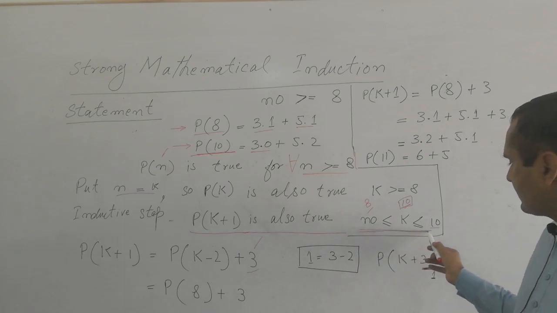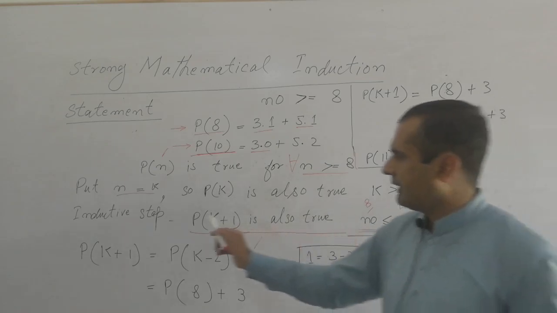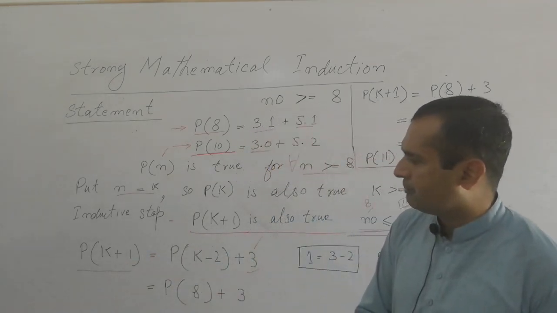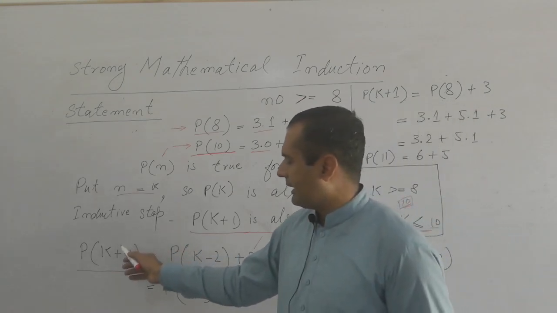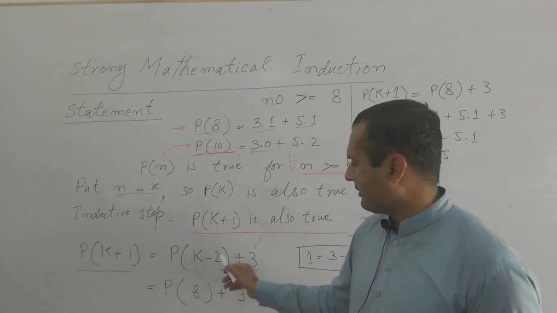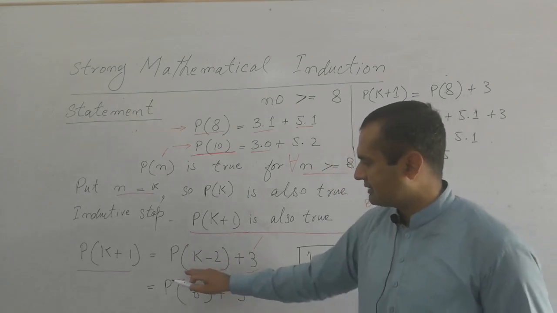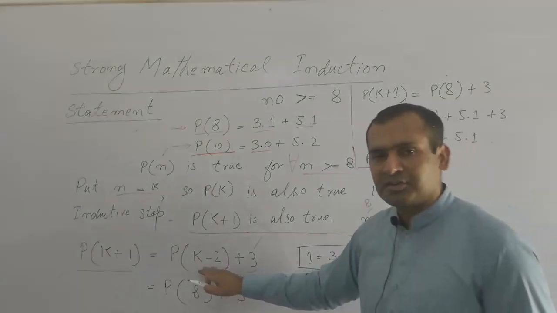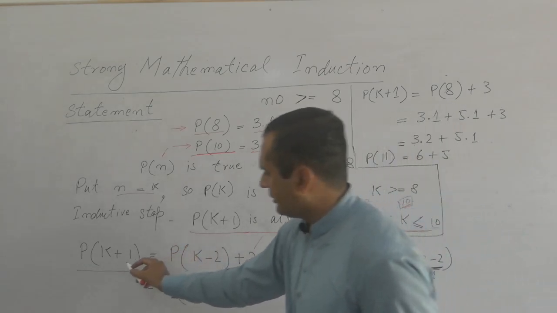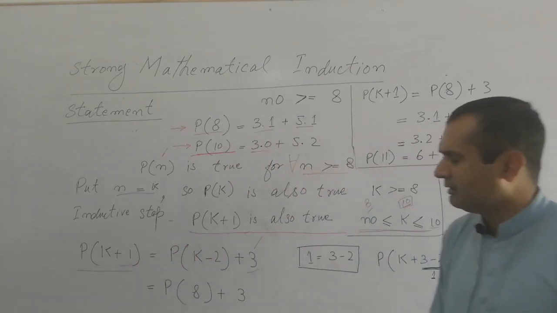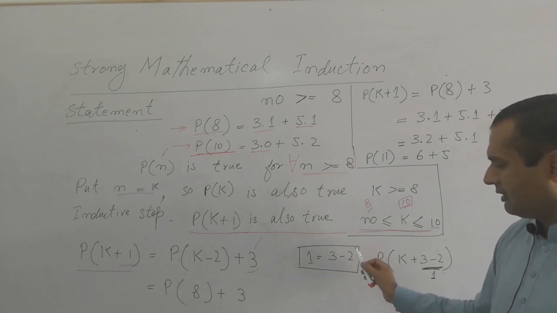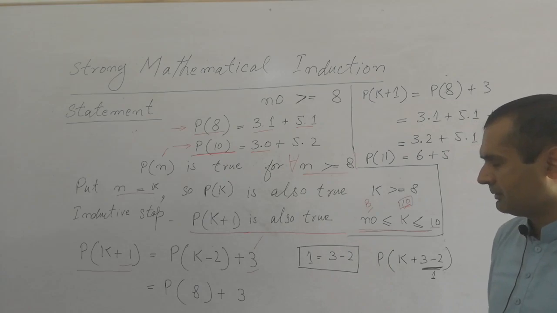Right now just consider this condition, and just look at this statement. P of a value that is k plus 1 is equal to P of k minus 2 plus 3. This is not a new thing, it is just a trick. What is the trick? Where the 1 is written, 1 can be written as 3 minus 2. It's a very simple statement.